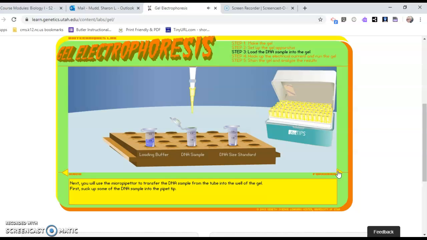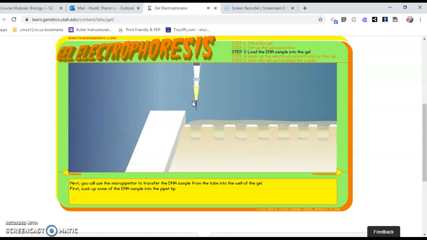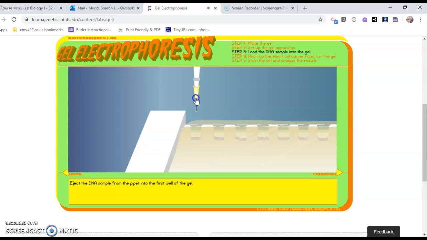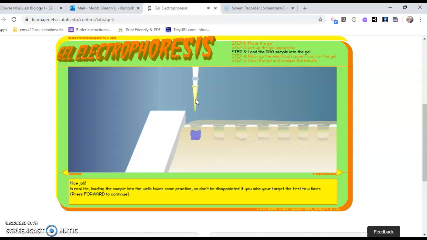So now we're going to take this micropipette and we're going to put the DNA sample from the tube into the well of the gel. So let's suck up some DNA sample. And we're going to put that into the well. It's a little hole the comb made. This takes practice in real life.